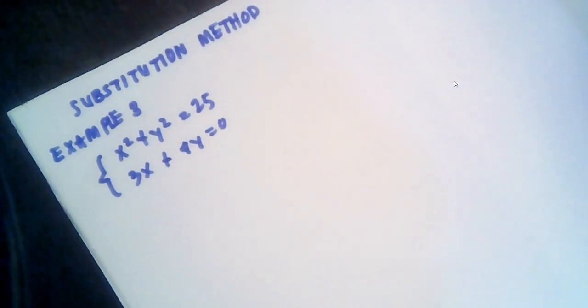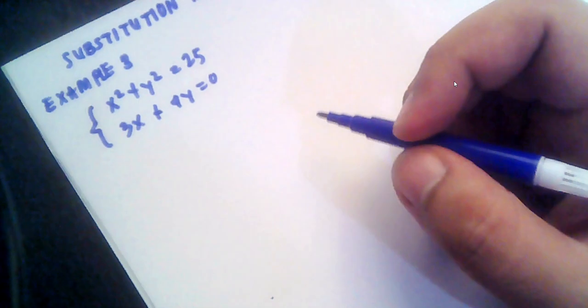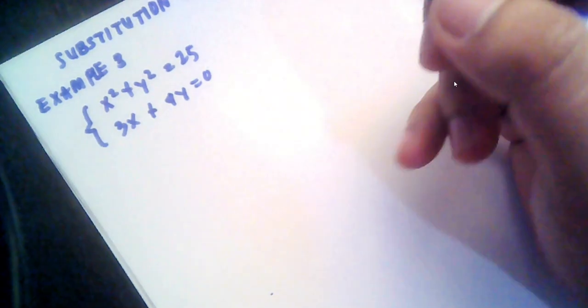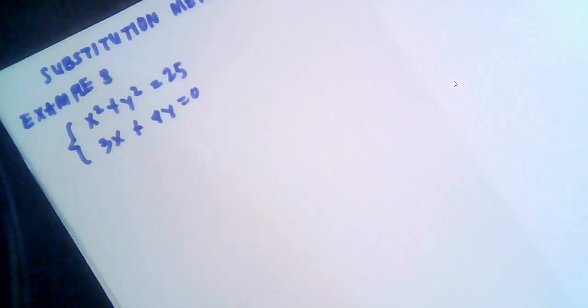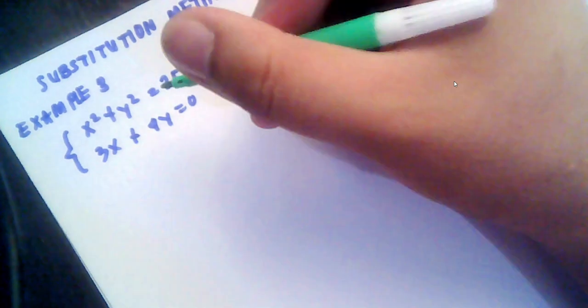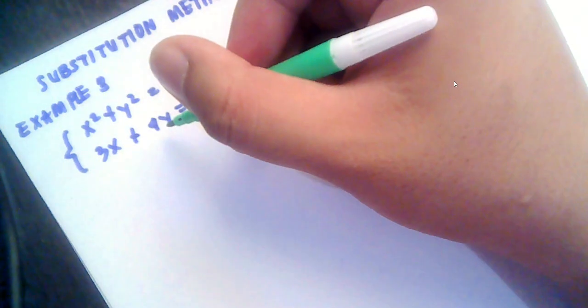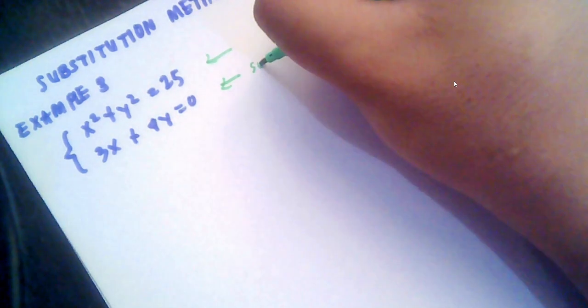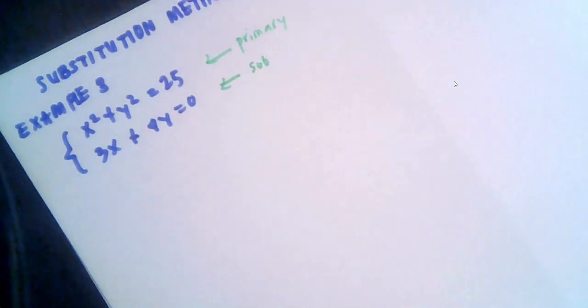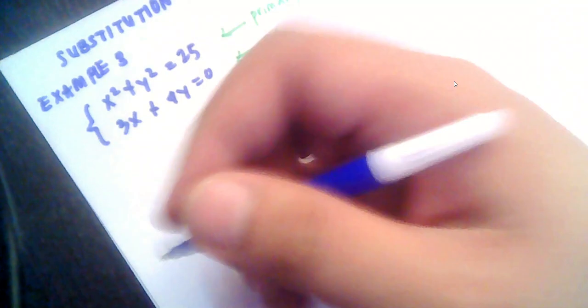Let us have the last example. Let us see if you are already master with the substitution method. I hope you are having fun, even though it's a long process. So again, first step is to choose which one is the sub. The sub is this, but it could be this too, no worries. Let us label this the sub, this is the primary. So again, vice versa, there's no need to worry.